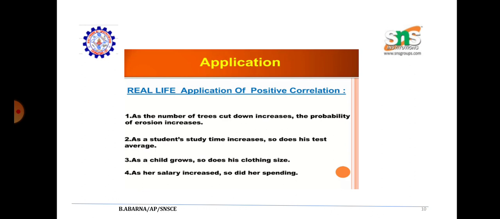As a student's study time increases, so does his test average. So if the student is studying more than normal time, definitely he will score above his average level. As a child grows, so does his clothing size. So obviously, if the child's growth is happening, the dress size should be increased.